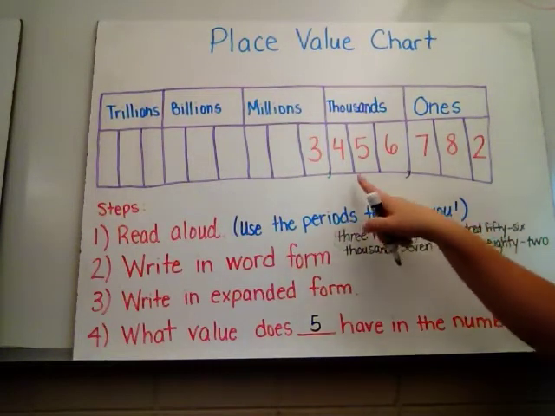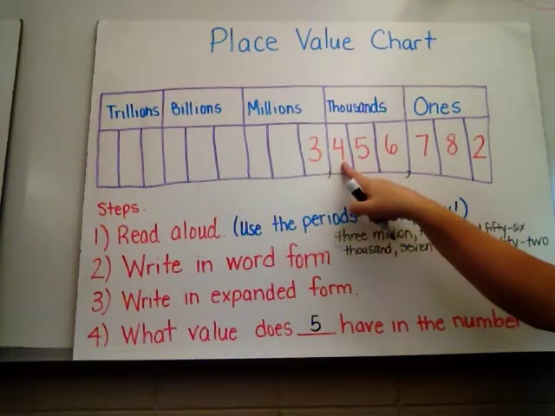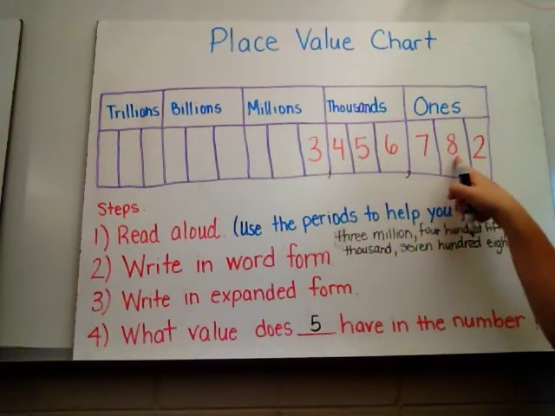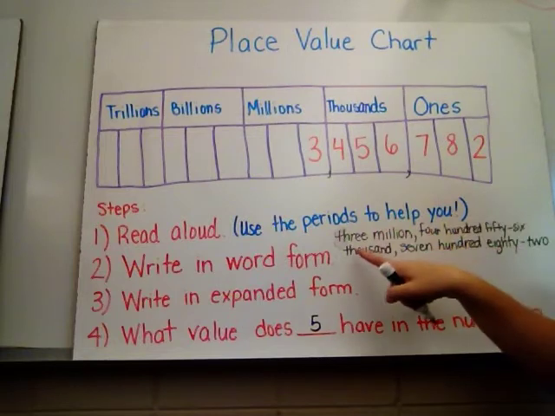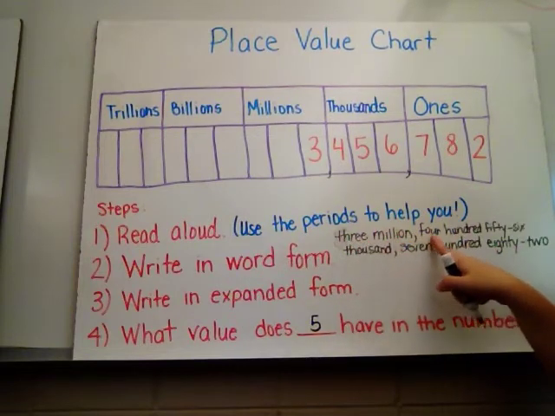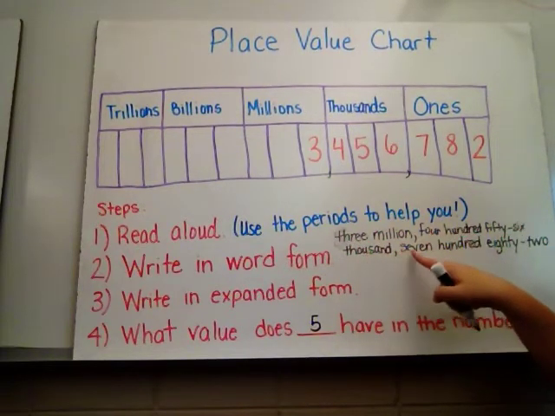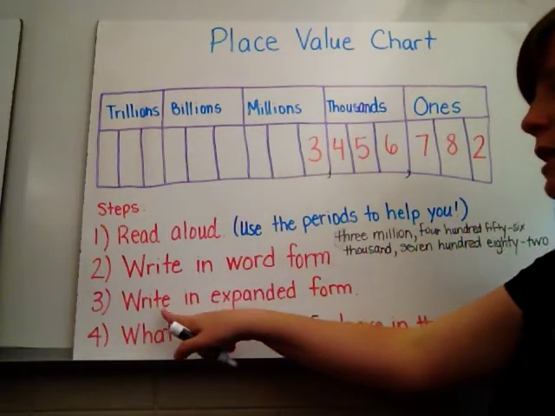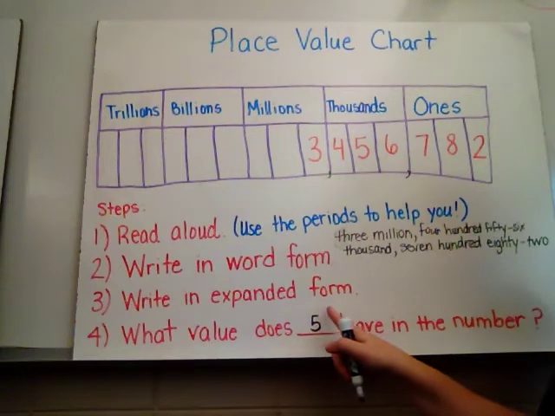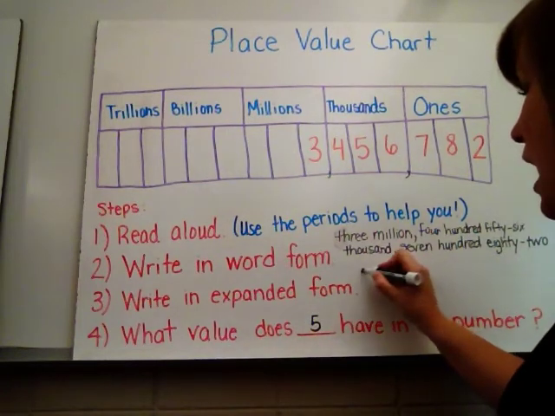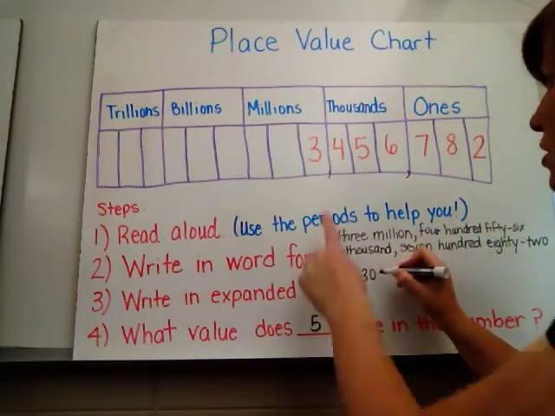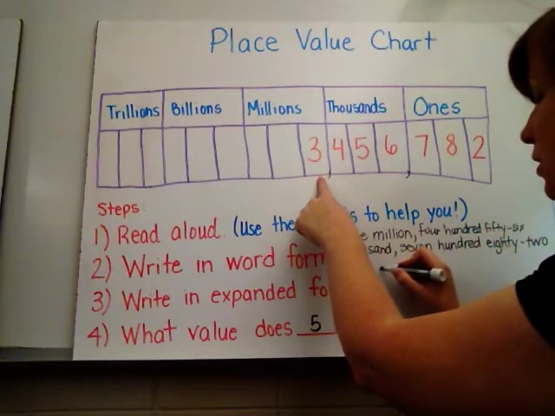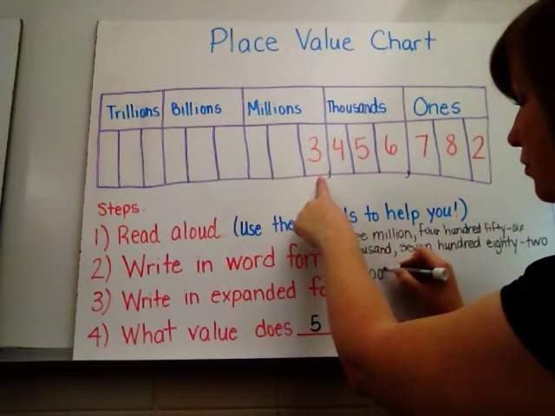Okay, so I'm going to read it again. 3,456,782. Let's see if our word form matches up. 3,456,782, and it matches. All right, the next step is to write it in expanded form. So this is going to be tricky. I need to write 3, I'm going to start with this number. This is 3 million.